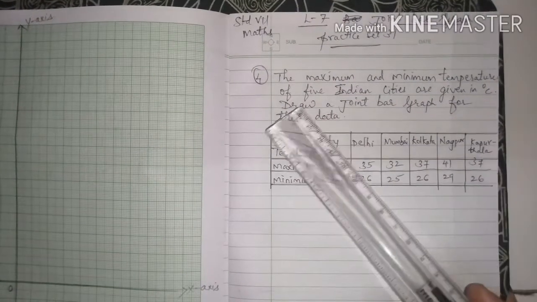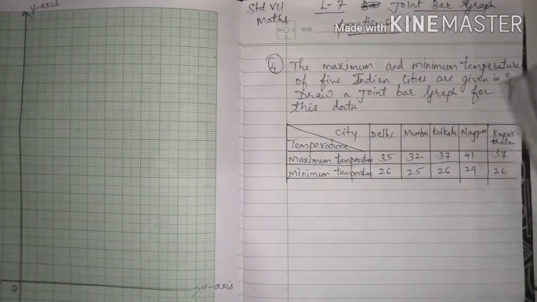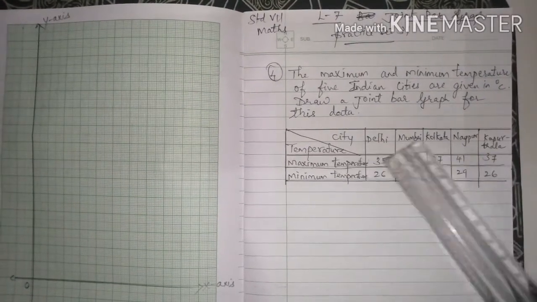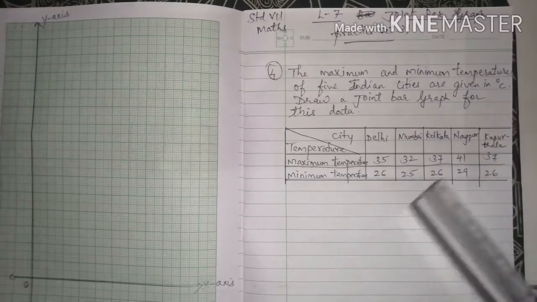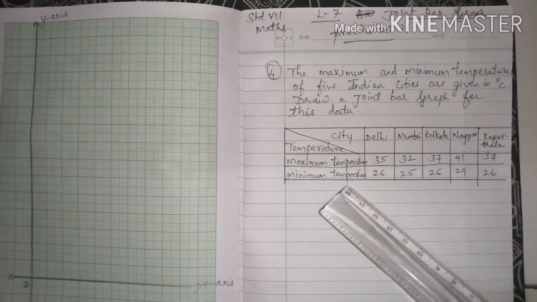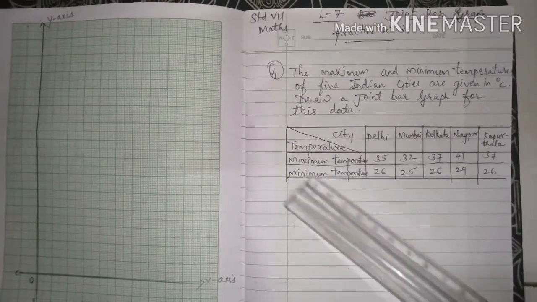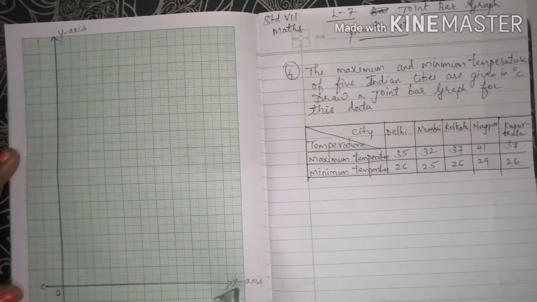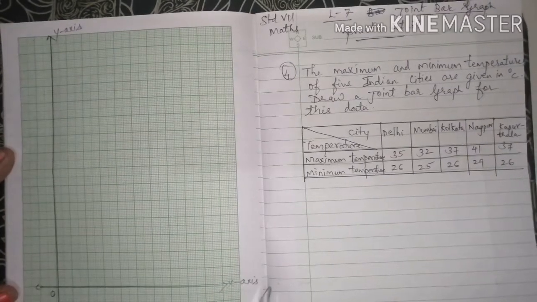The maximum and minimum temperatures of 5 Indian cities are given below. Draw a joint bar graph for this data. These are the 5 cities: Delhi, Mumbai, Kolkata, Nagpur, Kapurthala. Their maximum and minimum temperatures are given. We have to draw the joint bar graph. Here I have already drawn the axes. You have to draw the bar graph.